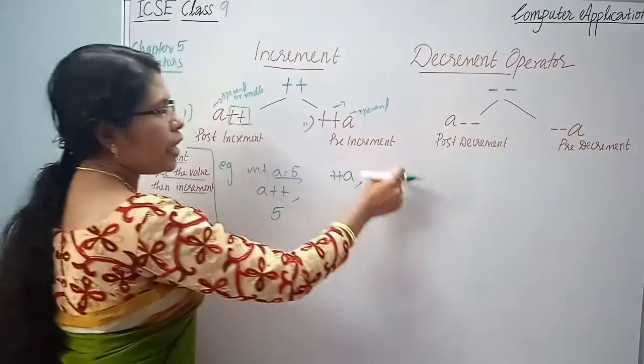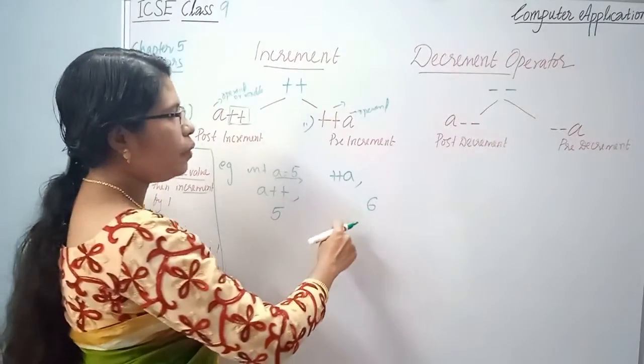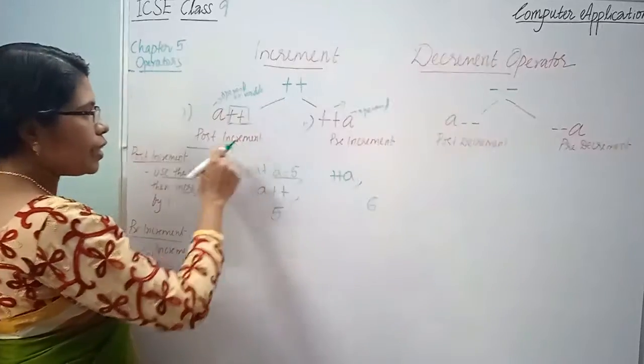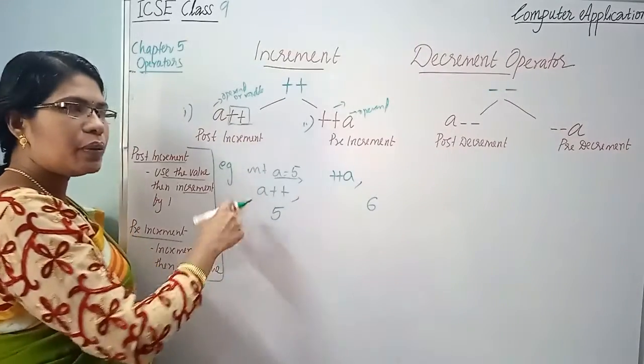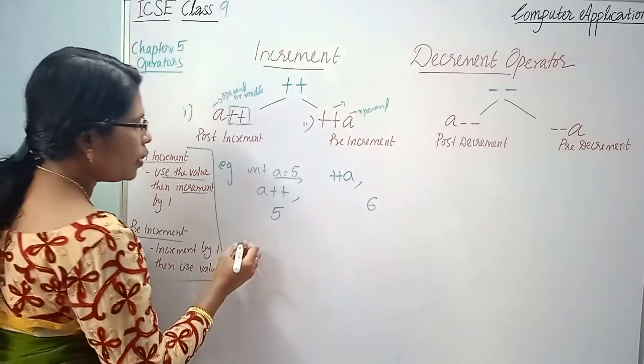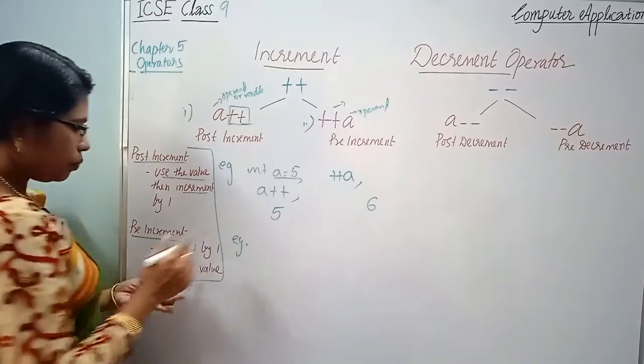Plus plus a means this is pre-increment. First it will increase the value and then use the value. But in the case of post-increment, it will use the value, then it will increase the value. So here is one more example.